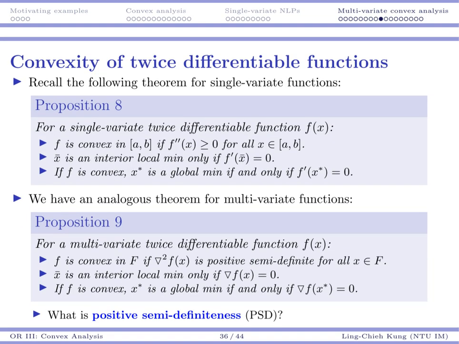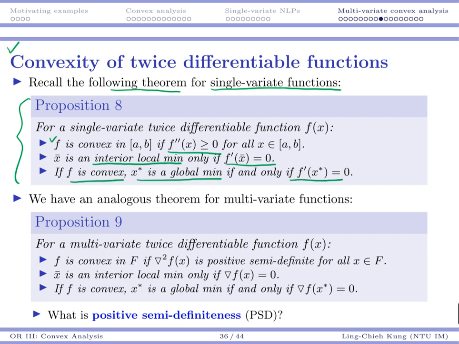So now we are ready to talk about our convexity conditions. First, let's recall the following theorem for single variate functions. We say f is convex if the second order derivative is non-negative. It's an interior local minimum only if the first order derivative is 0, and then finally, if it is convex, it is a global minimum if and only if the first order derivative is 0.